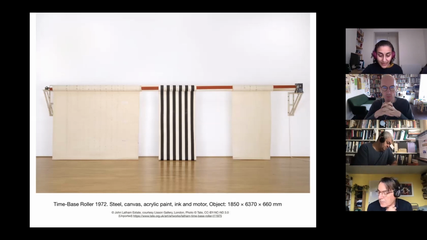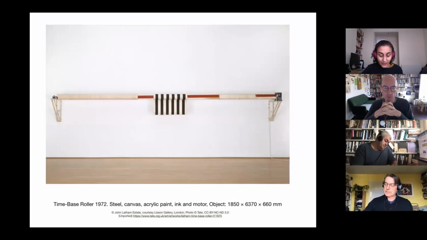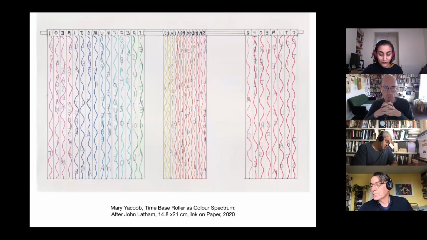According to the notes Latham gave to the Tate, who own the work, the horizontal dimension of the cylinder is treated as a scale, with the whole history of time as its outer limits, a temporal version of the spectrum of light. There are 36 time-based bands which represent areas of human knowledge or principles of action, and here's my diagram of the work as a spectrum of light.